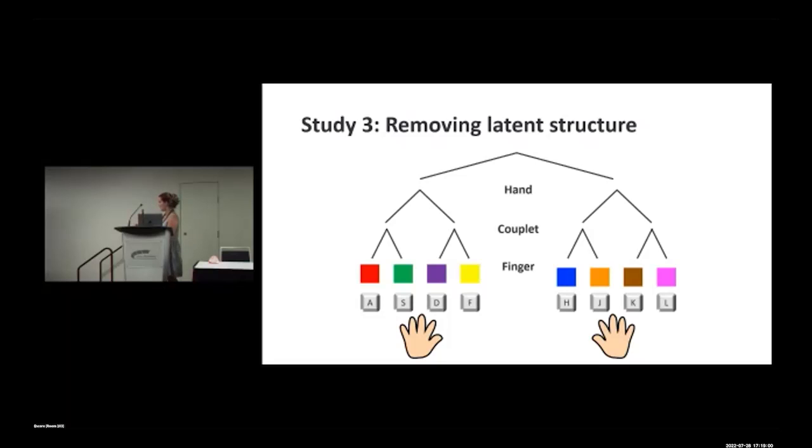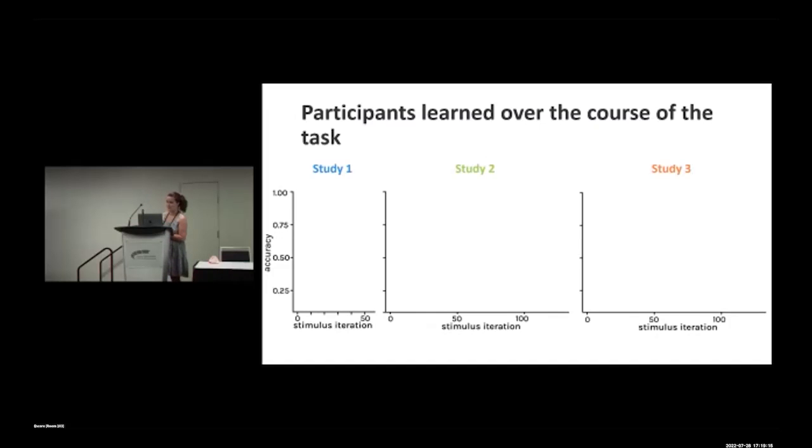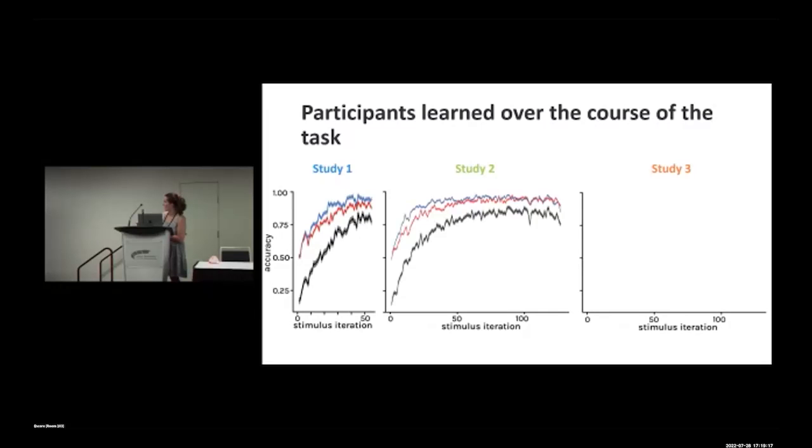All right, so getting into results. First, we just wanted to ensure that participants were paying attention and learning over the course of the task. So I'm going to plot accuracy against stimulus iteration here for each of our 3 studies. And across the 3 studies, you can see participants are nicely learning over time. We're going to focus on this black line, which is our overall accuracy. The blue and the red lines represent accuracy of the hand and the couplet, but we're not going to dig into those today. You can just see that people are learning over time.